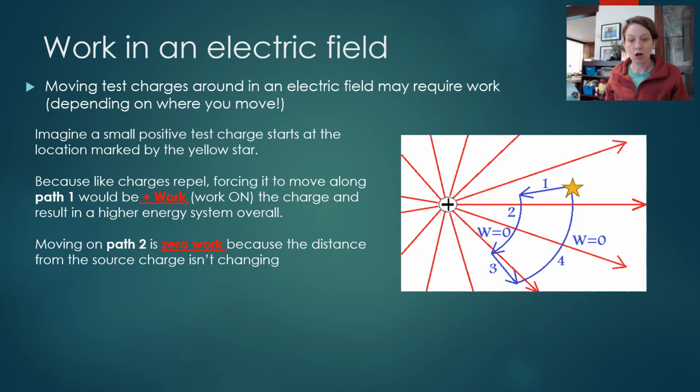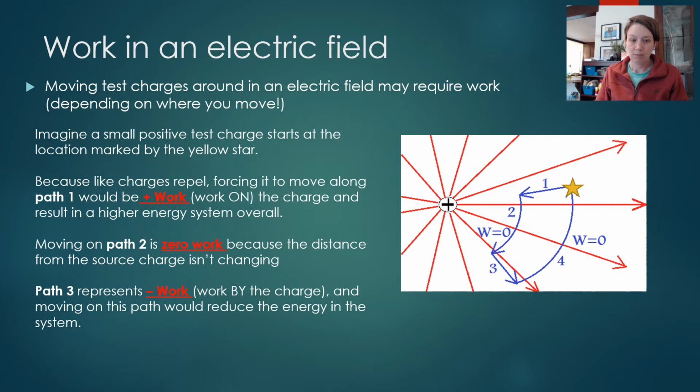Moving that proton along path number 2, on the other hand, actually does no work because I'm not forcing those two positively charged objects to get any closer or any further than they already were. And that means that the force and the distance moved are always perpendicular to each other, and by definition, that's actually zero work.